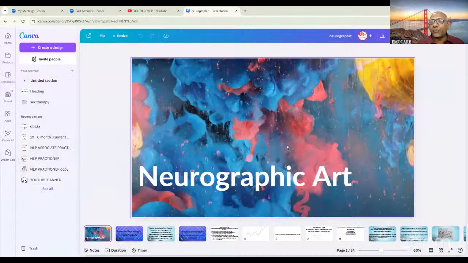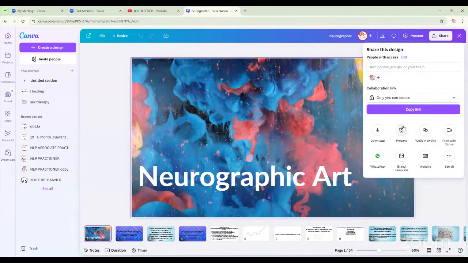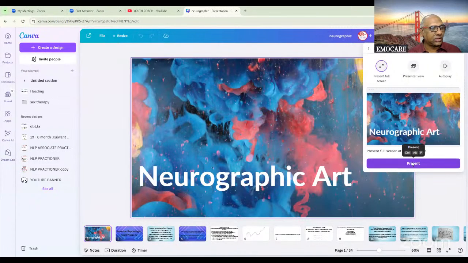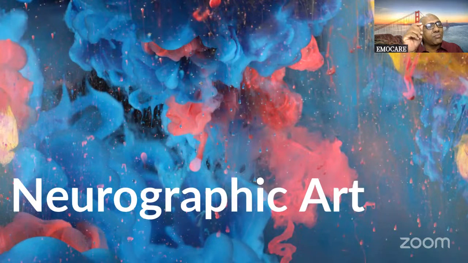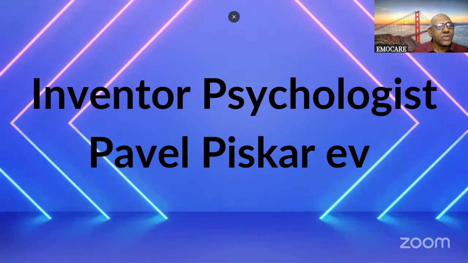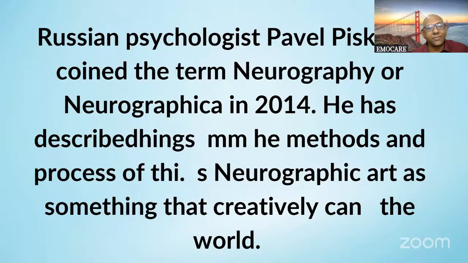Now let us see what is neurography therapy. Actually, this is one part of art therapy, but nowadays it is being used as a standalone therapy, as a mindfulness technique. Now, what is neurographic art? Neurographic art has been developed by psychologist Pavel Piskar. He is a Russian psychologist, and he introduced this term neurography in the year 2014.